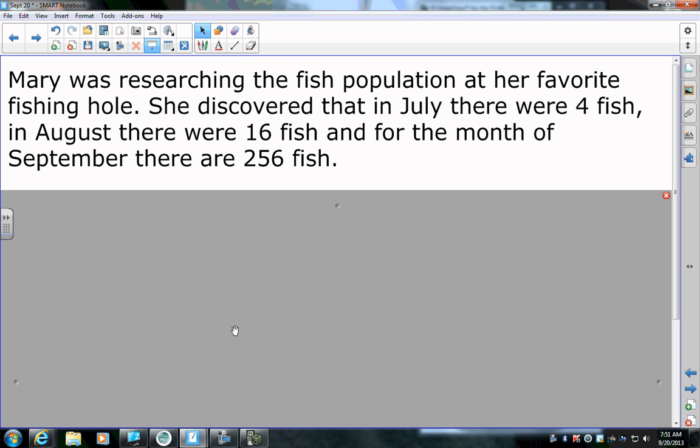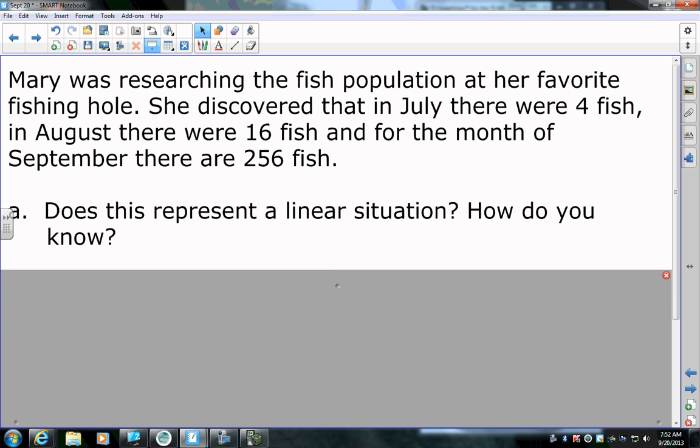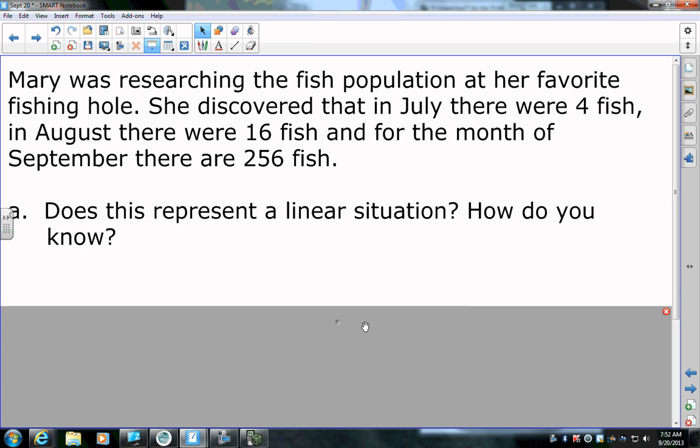Let's look at this next one. It says Mary was researching the fish population at her favorite fishing hole. She discovered that in July there were 4 fish. In August there were 16 fish. And for the month of September there were 256 fish. Does this represent a linear situation?